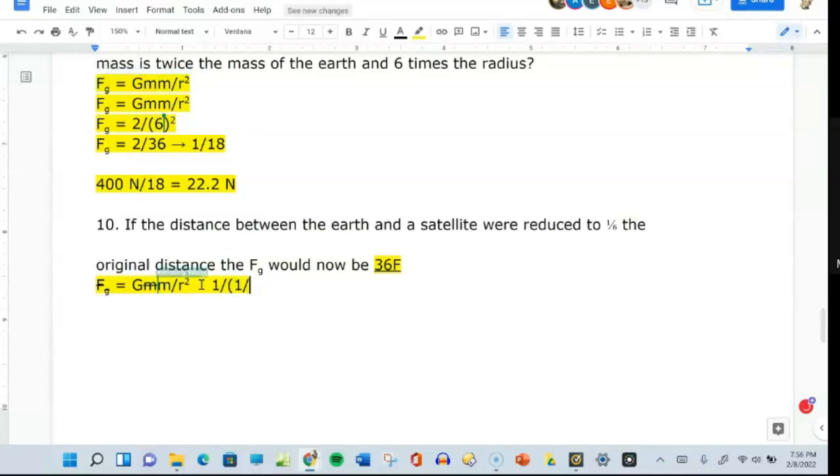That's going to increase. I'm going to expect an increase in the force of gravity. That gets squared. And so what is essentially 1 over 1/36. Clear the fraction on the bottom by multiplying top and bottom by 36. And right, the force of gravity increases 36 times.